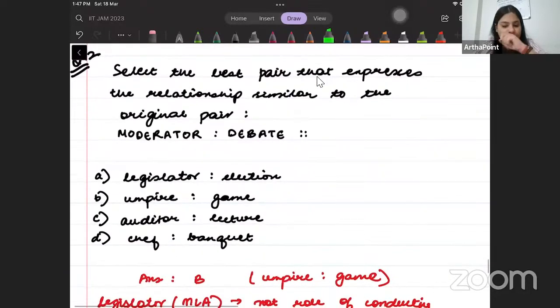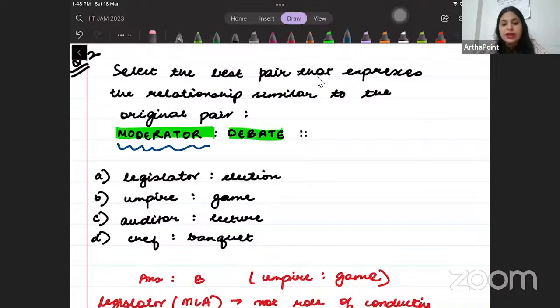Okay, now let's look at some of the kind of questions that can come from the English section. Select the best pair that expresses a relationship similar to the original pair. So have a look here. It says moderator is to debate. So what is the role of a moderator? The role of a moderator is to organize the debate, to make sure that people perform correctly in the debate, to make sure that nobody cheats in the debate, to moderate between people, that now you speak, right? And it asks, what is a similar thing to this?